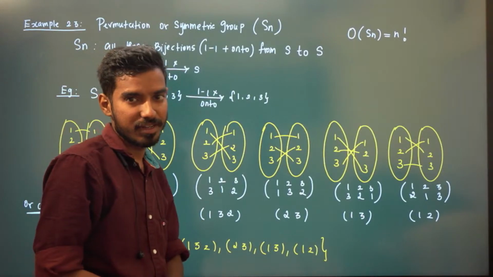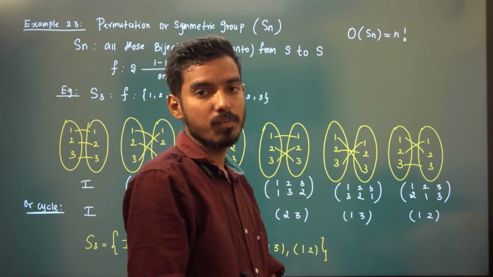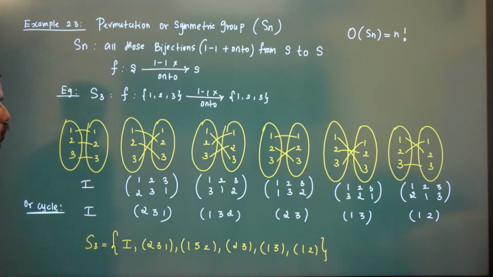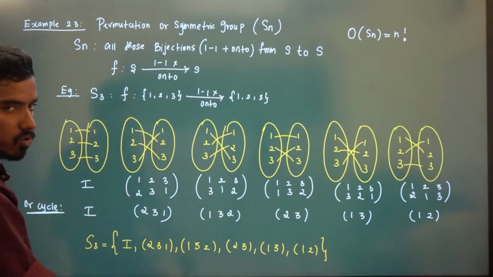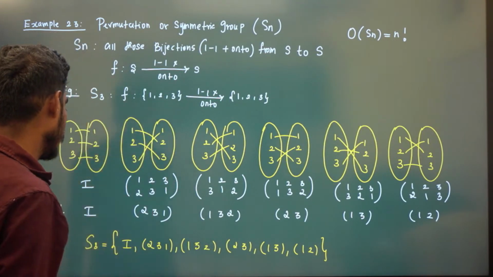See, what is the operation here? Operation here is composition, right? I will tell you how to make a binary operation between two elements. Okay, let us prove this is a group. After that, I'll give you an example for S4.